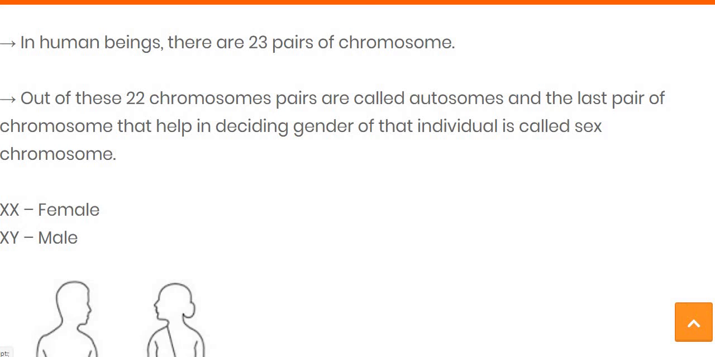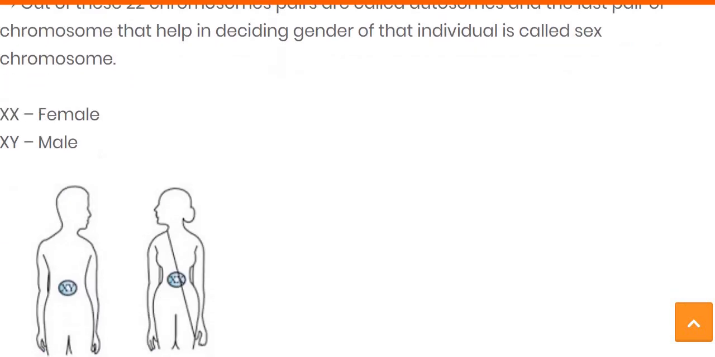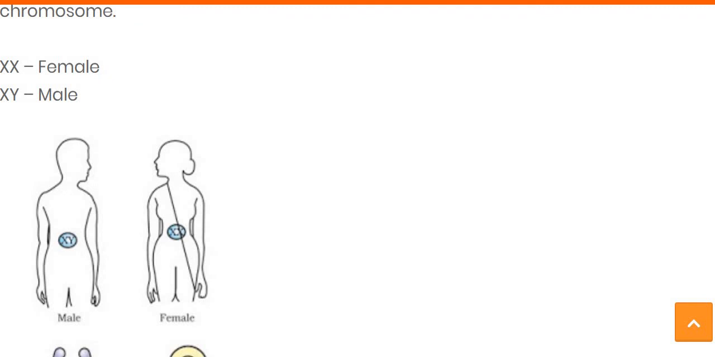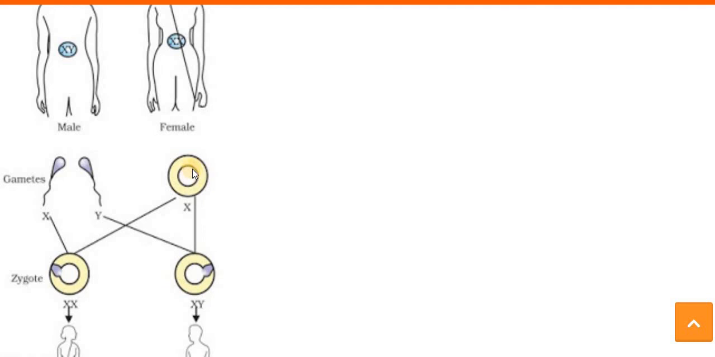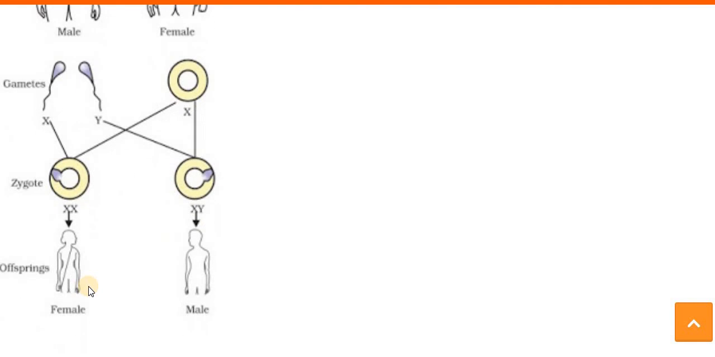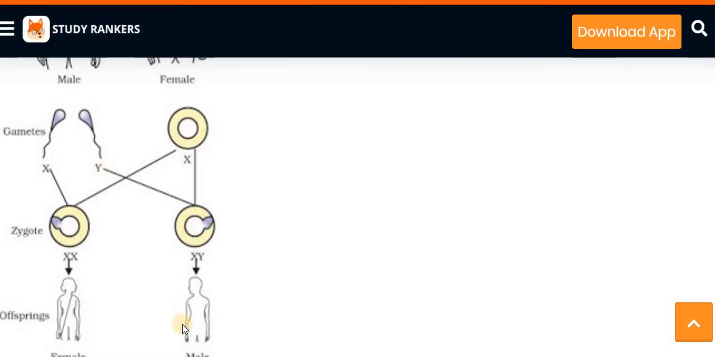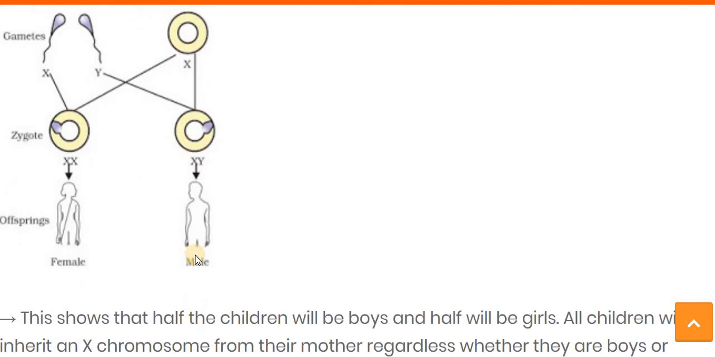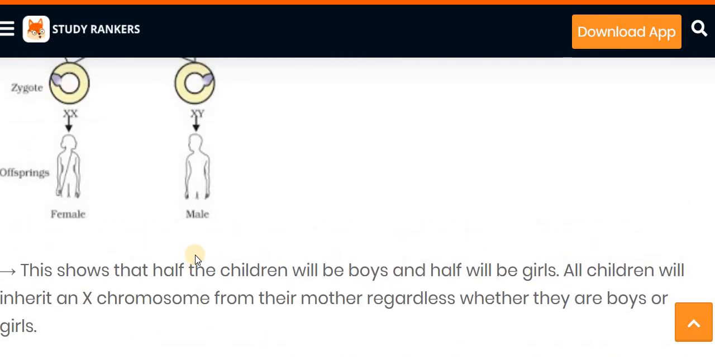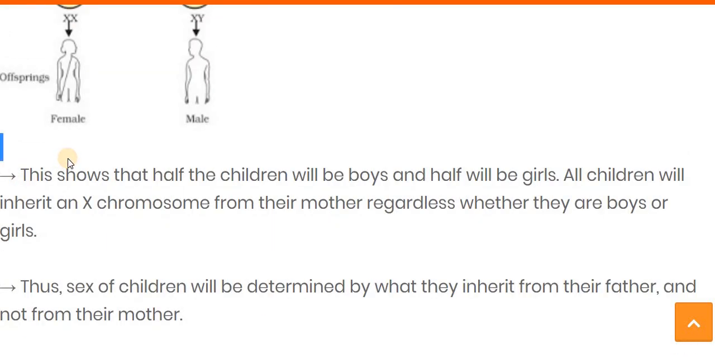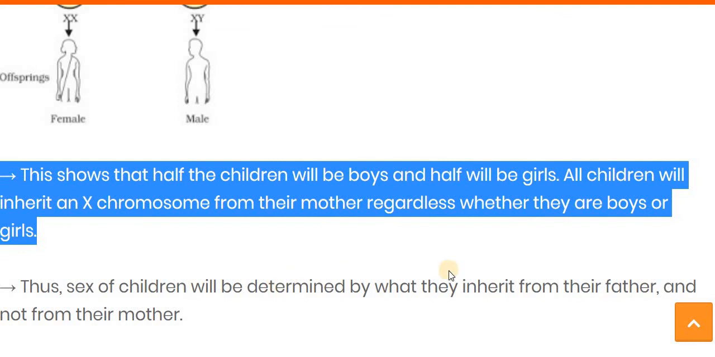In females, the sex chromosome pair is XX, and in males, XY. Here you can see in the figure the XX and the XY. These eggs and these sperms are fertilized with each other and form the zygote, and then it forms a female. Here with XY, it becomes a male. So there is a 50-50 chance of becoming a female or a male. This shows that half of the children will be boys and half will be girls.